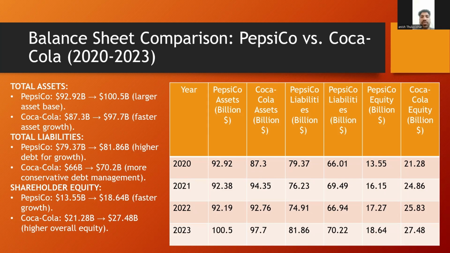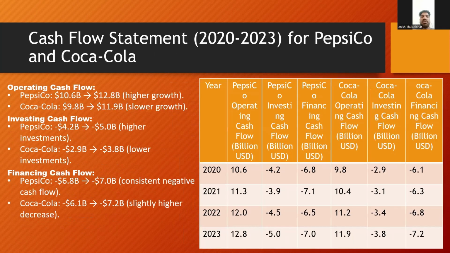Operating cash flow. Now let's move into the cash flow statement. Operating cash flow shows how much money a company generates from its core business activity. PepsiCo's operating cash flow increased from $10.6 billion in 2020 to $12.8 billion in 2023. Coca-Cola's operating cash flow grew from $9.8 billion in 2020 to $11.9 billion in 2023. PepsiCo's cash flow is higher mainly because of its broader product portfolio.